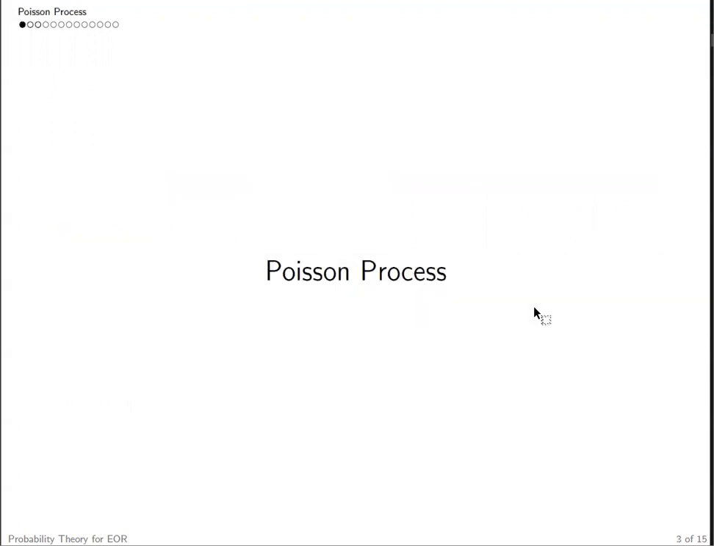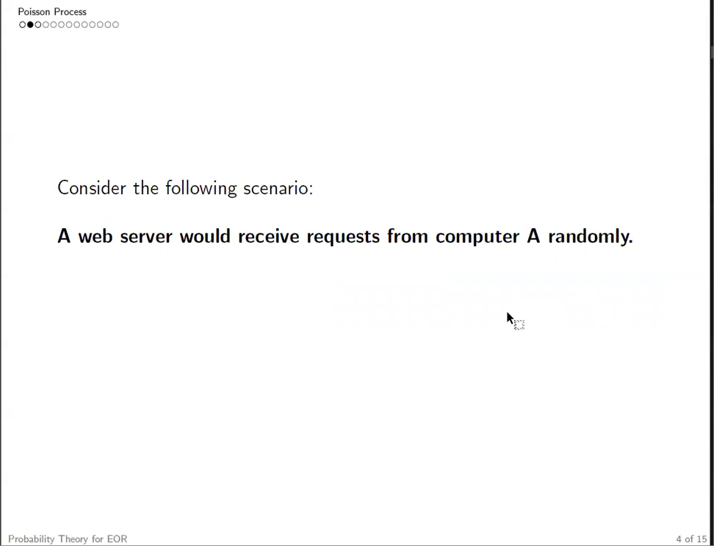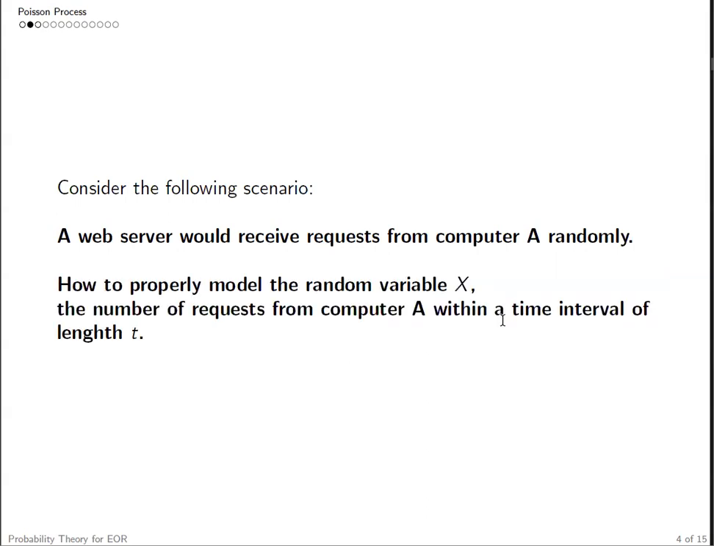Let's start the discussion with the Poisson process, a very simple one. Let's consider the following scenario. We have a web server, and this web server will receive requests from computer A randomly. The question is, how do we properly model the random variable X, which is the number of requests from computer A within a time interval of length t? How many requests would this web server receive from computer A?